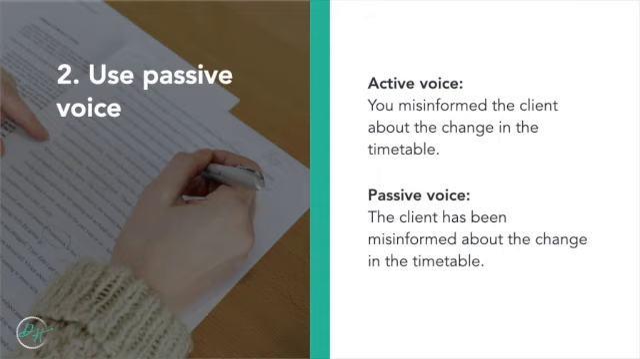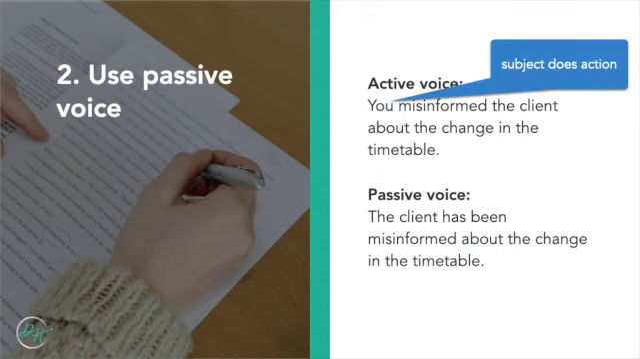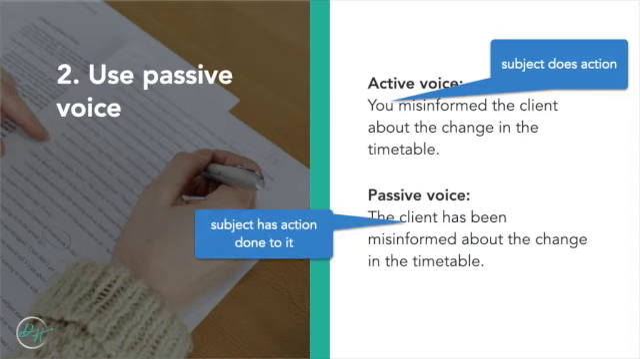Let's see why. So in the first sentence, what's happening here is that the subject of the sentence is you, and the subject is doing the action. You misinformed. In the second sentence, the subject is now the client, and the client, of course, is just the poor victim. And the client isn't doing anything. Instead, the client has the action done to it. So it's a more indirect approach, and it avoids pointing that finger of accusation.